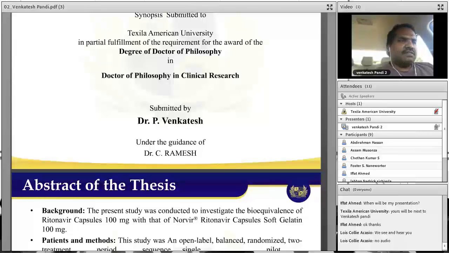It was an open label, balanced, randomized, 2 treatment, 2 period, 2 sequence, single dose, crossover pilot study, where the same volunteer was given a test and a reference. It was conducted in 12 healthy adult male subjects, age ranging from 18 to 45 years. Generally the FDA asks for 18 to 45 years, but if the molecule requires, depending on the age, it can be altered.